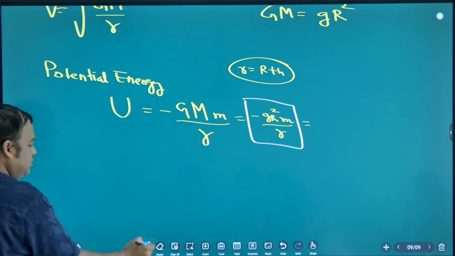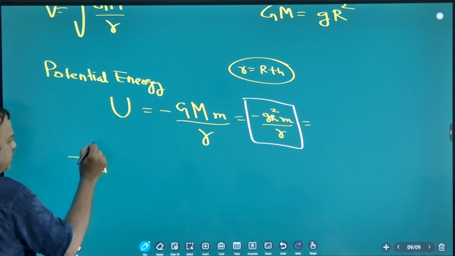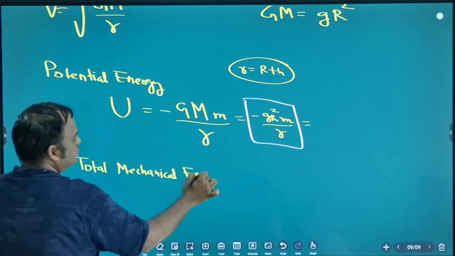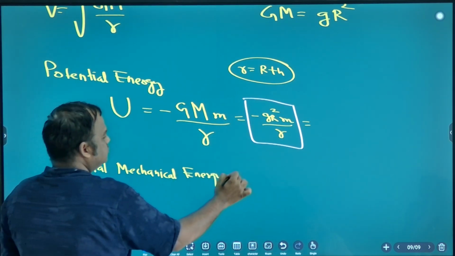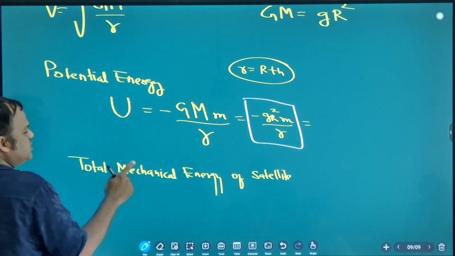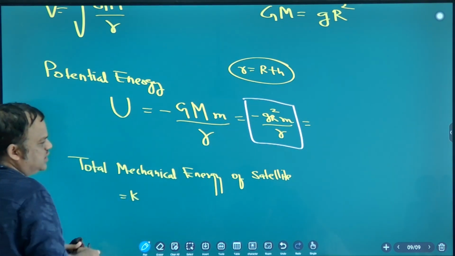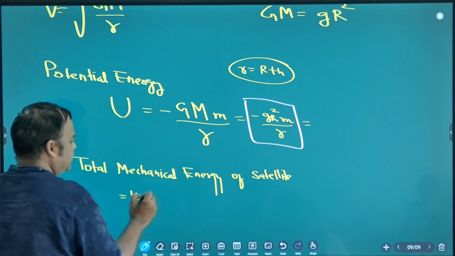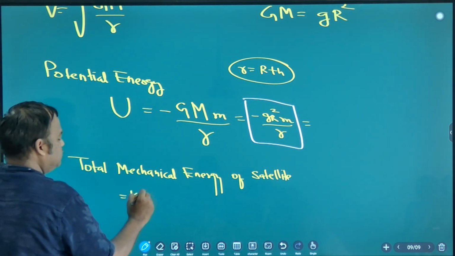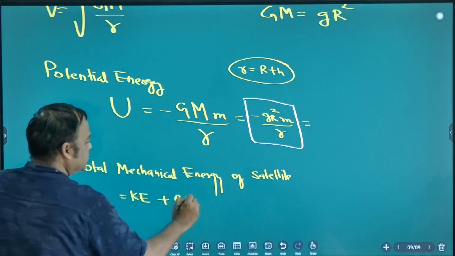Potential energy. Next you write down total energy. Total mechanical energy of satellite. Mechanical means kinetic energy plus potential energy. Actually there are so many types of energies: thermal energy, wind energy, sound energy, light energy, but mechanical only two, kinetic energy plus potential energy.